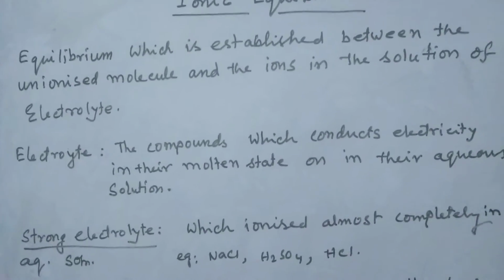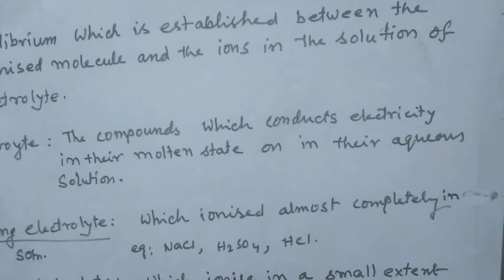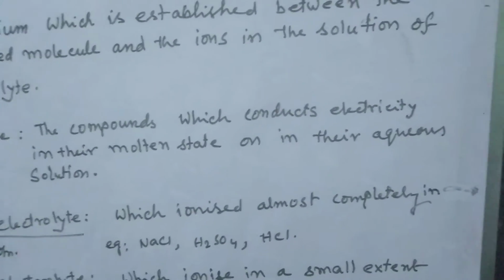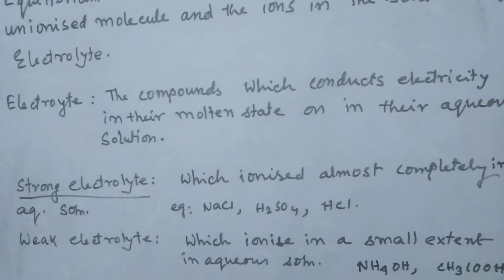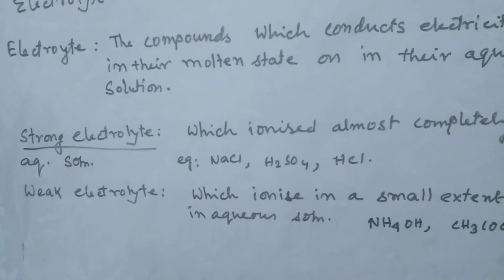Now, what are electrolytes? The compounds which conduct electricity in their molten state or their aqueous solution are known as electrolytes. Electrolytes are of two types, strong electrolyte and weak electrolyte.